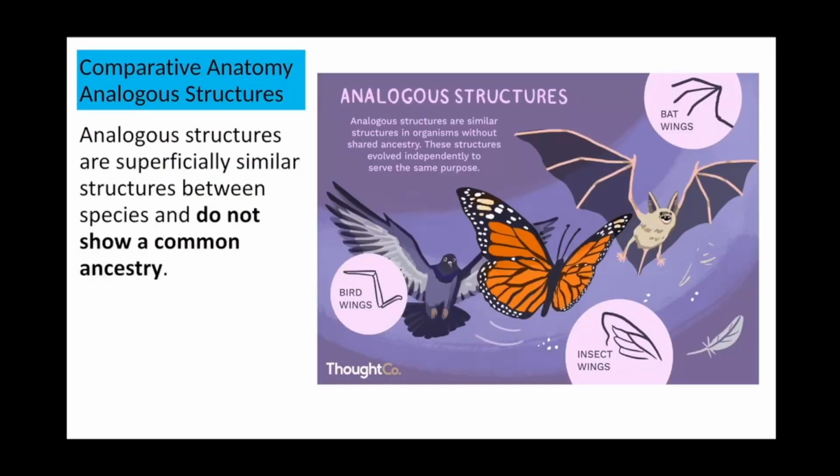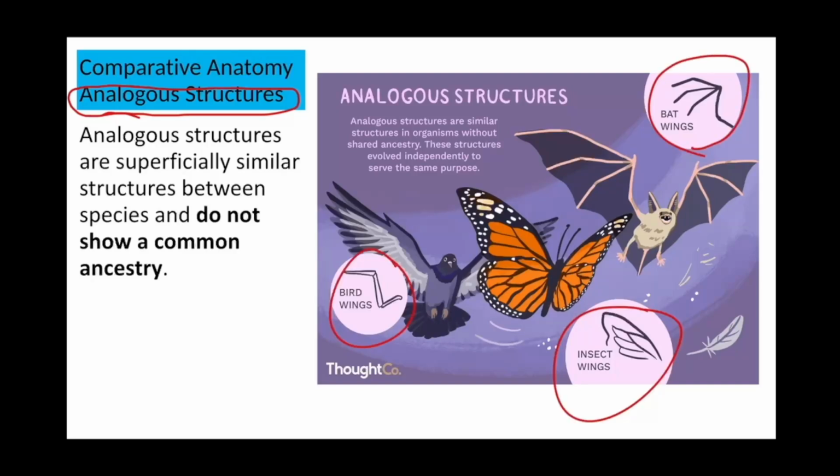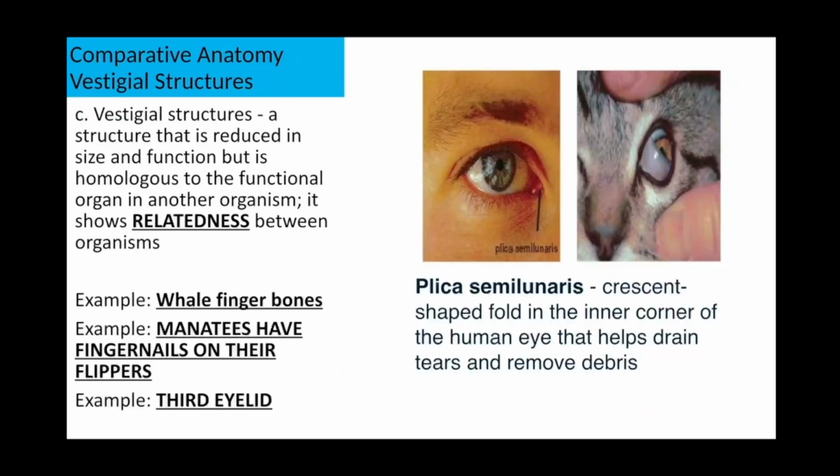Now, analogous structures means it's the same function but a different structure. So, for example, bird wings, insect wings, and bat wings are all for flight, but they're not the same types of structures. They're analogous in function, right? But they are not homologues. They're not built the same way, even though they're all doing the same thing. So none of these are evidence of common ancestry because they're not built the same. They're just analogous to each other.